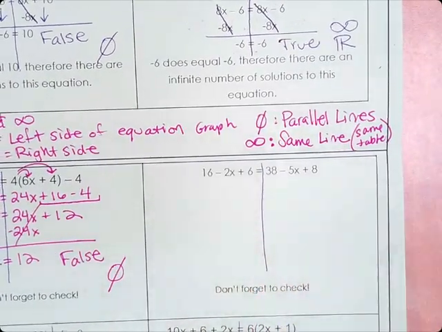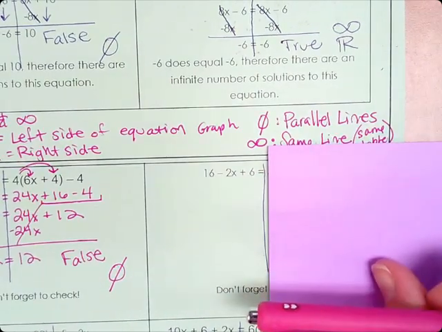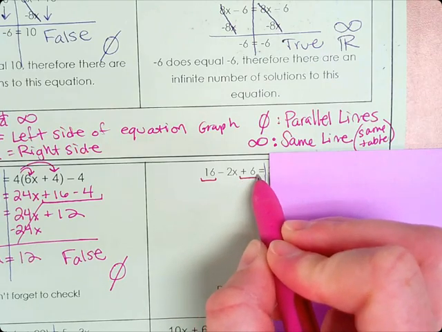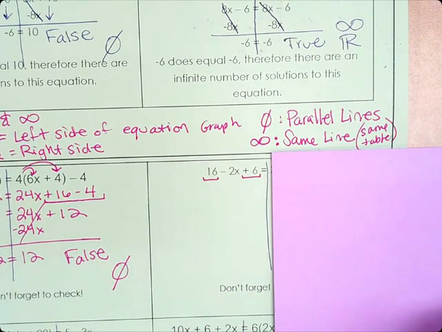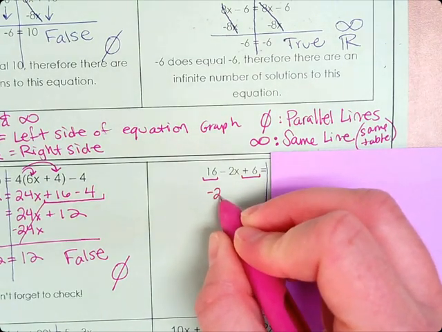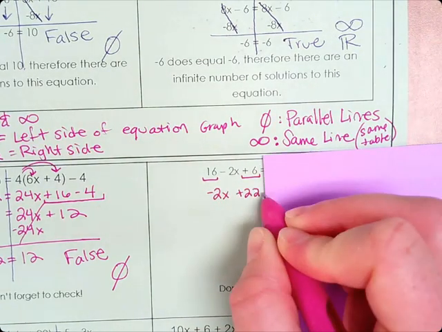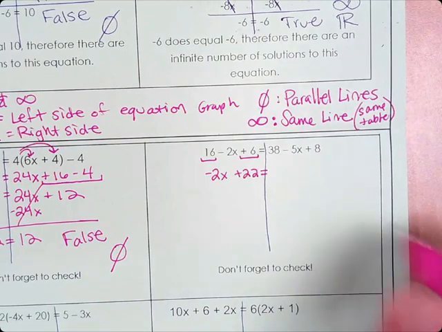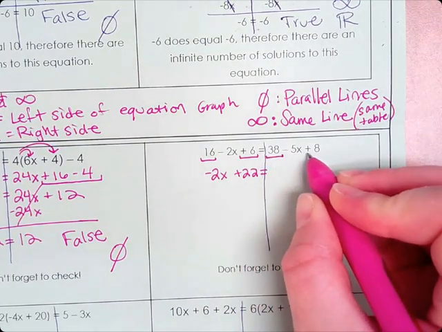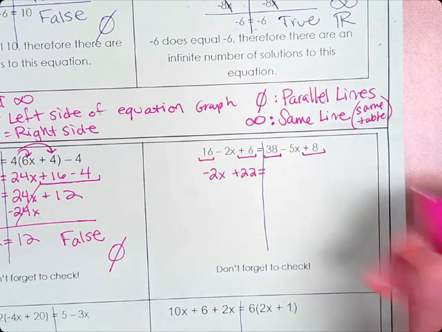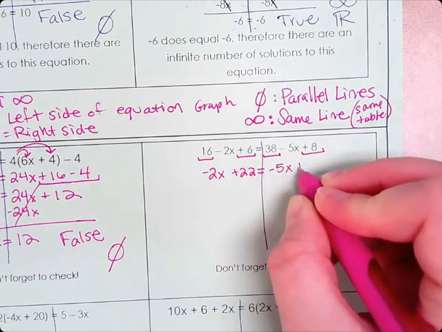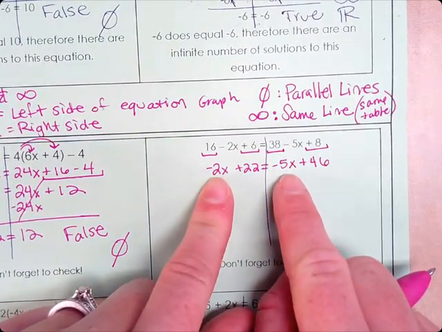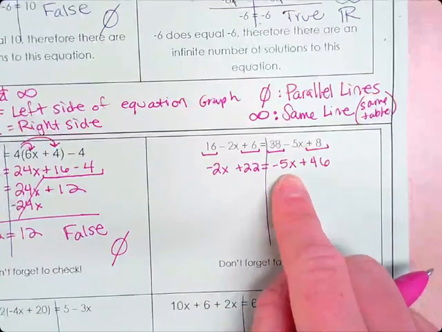So we need to combine like terms. There's no distributing. So we would need to combine the 16 plus 6. So negative 2x plus 22 equals, we have 38 plus 8. So we have negative 5x plus 46. So I know automatically this is not going to be one of those special cases because they don't have the exact same x. So that means I will get a solution.